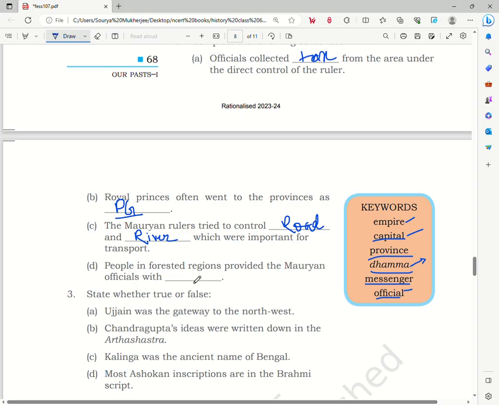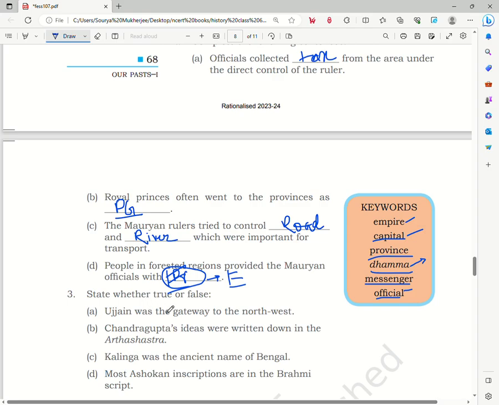People in the forest region provided the Mauryan officials with forest produce. That is forest produce. It included firstly elephants, then different fruits, herbs, animal skins, different animal parts, medicinal plants, and so on.